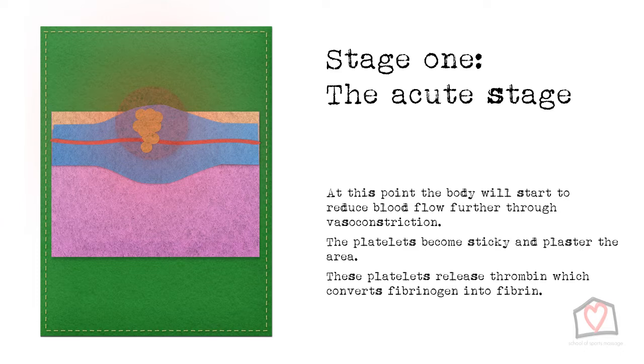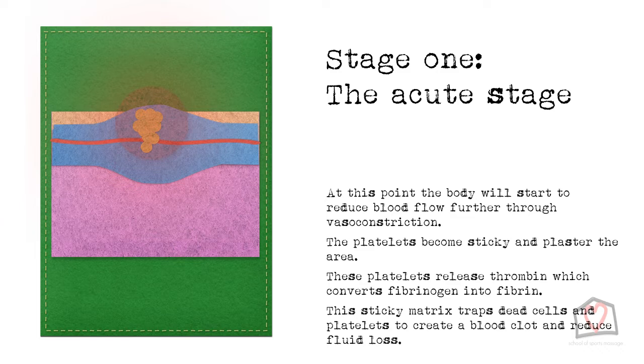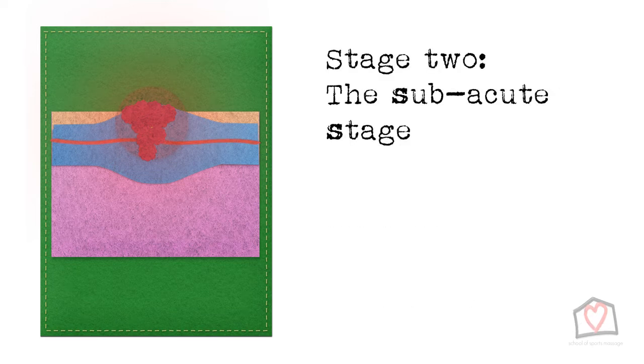We call this a sticky matrix, and it will trap dead cells and further platelets in order to create a blood clot and therefore reduce fluid loss. It will also allow white blood cells to work, breaking down any bacteria or even just the dead cells in a process called phagocytosis. So as you can see, a lot happens in the first few hours and days after injury. The second stage of injury is relatively straightforward.